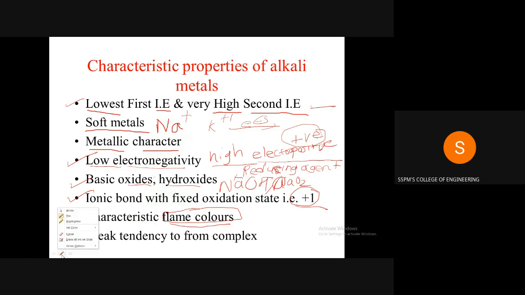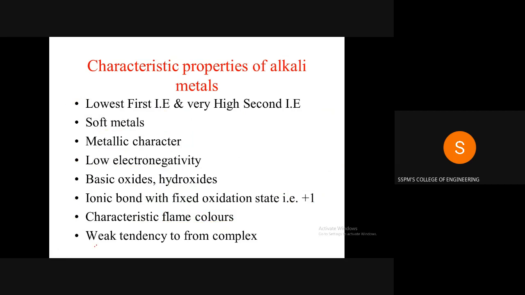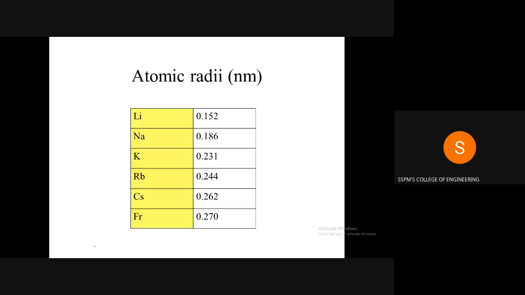They act as reducing agents. So these 5 characteristics are very important. See the atomic radii. When you go down the group, what happens? First is lithium, then sodium, potassium, rubidium, cesium, and francium. When you go down the group, atomic size or atomic radii will increase.